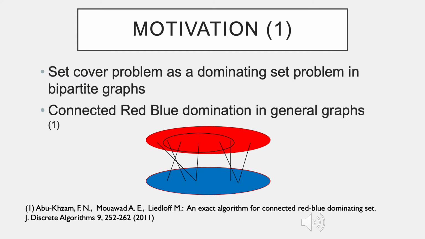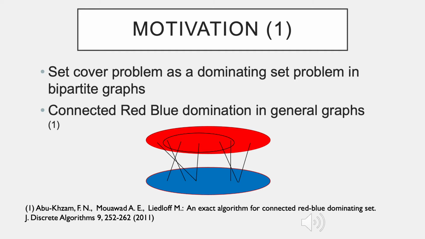A red dominating set in a bipartite graph is equivalent to a set cover, where each set is represented by a vertex in X, vertices of Y represent elements of the universe, and an edge exists between a vertex in X and a vertex in Y if the corresponding set contains the corresponding element. The set cover problem is to identify the smallest collection of subsets whose union equals the universe. The decision version of set cover is one of the known NP-complete problems.